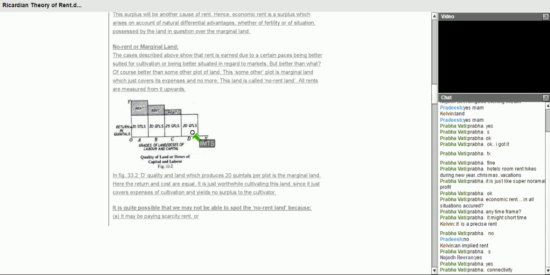Like in this case, land D is the no rent land or the marginal land. It is giving 20 quintals and that is just enough to cover its cost. This land is giving 5 quintals extra. This is giving 10 extra quintals and this is giving 15 extra quintals. So this is the best land, land A.